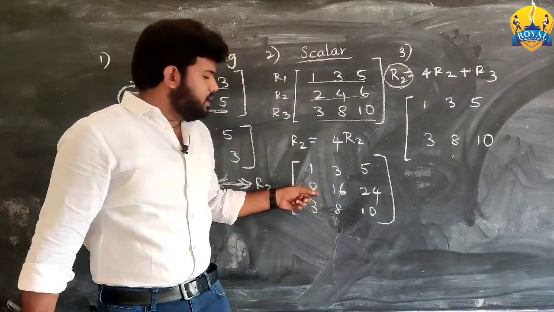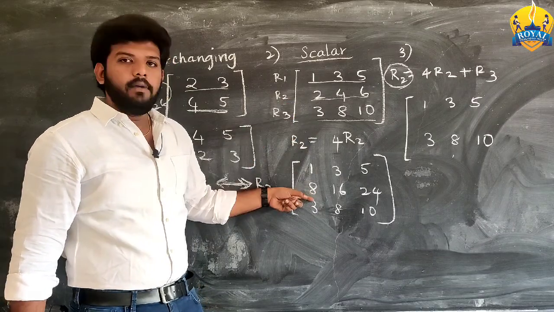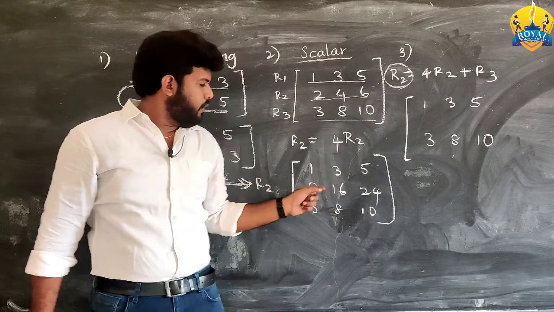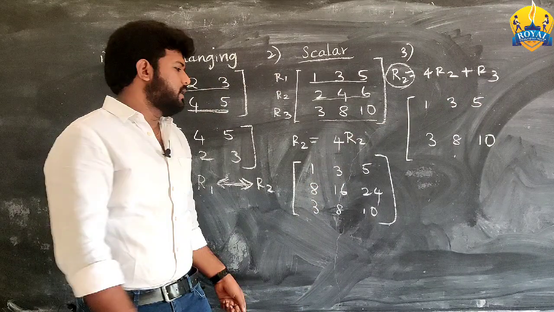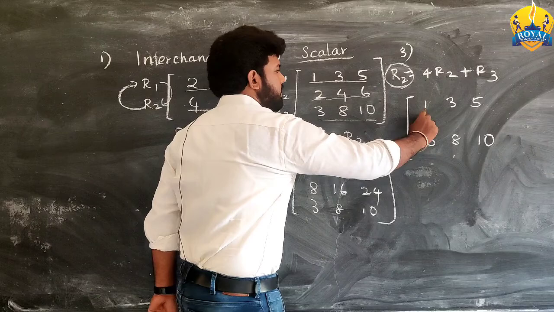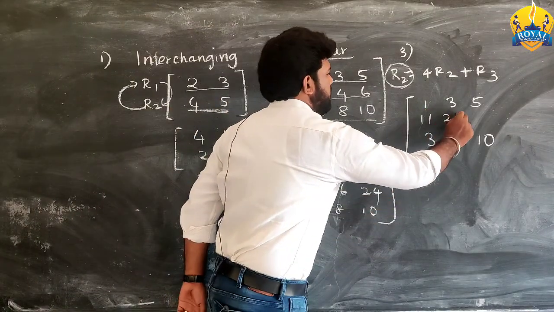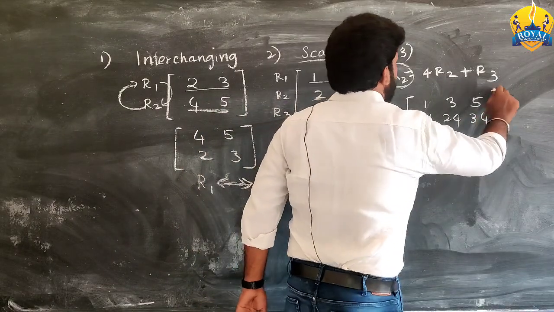I am going to do this in R2 also. So R2 is getting replaced by 4R2 plus R3. Just add all this: 8 plus 3, 11; 16 plus 8, 24; 24 plus 10, 34.